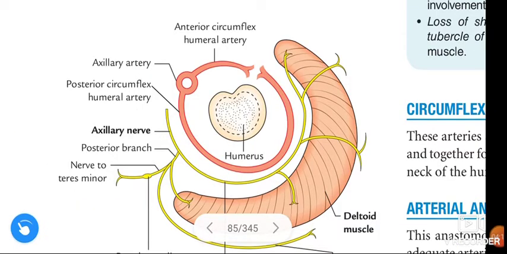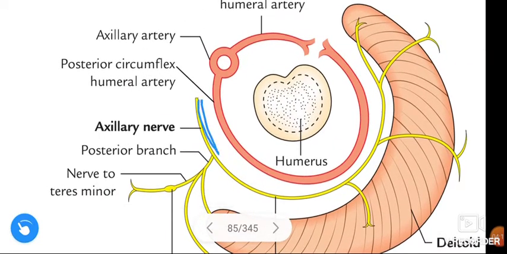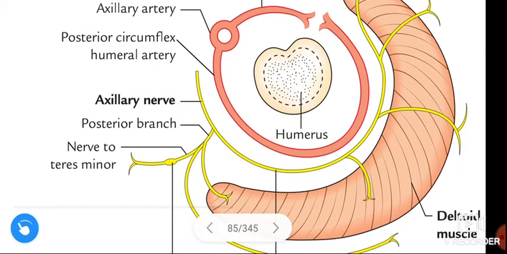See this figure guys. This is the axillary nerve, and it is intimately related to the medial aspect of the surgical neck of the humerus. This axillary nerve is divided into two branches, posterior branch and anterior branch.